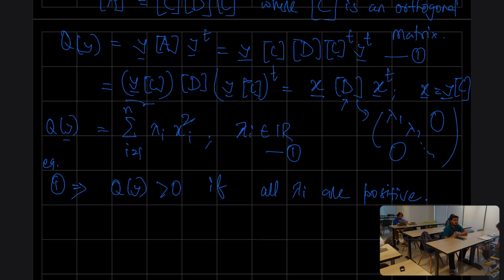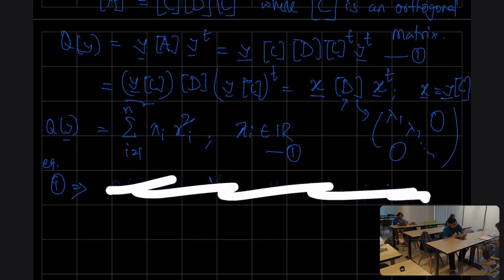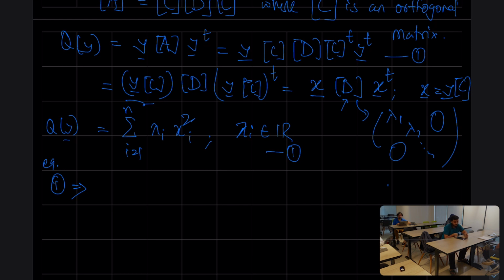I think I should change the way I wrote it. The way I wrote it, I want to change it, because that means that Qi is only positive if all the lambda is positive. That's not true, no? You can have a few lambdas. So from equation 1, when all the lambda i are positive, then Q of y is going to be positive. This is much better still.